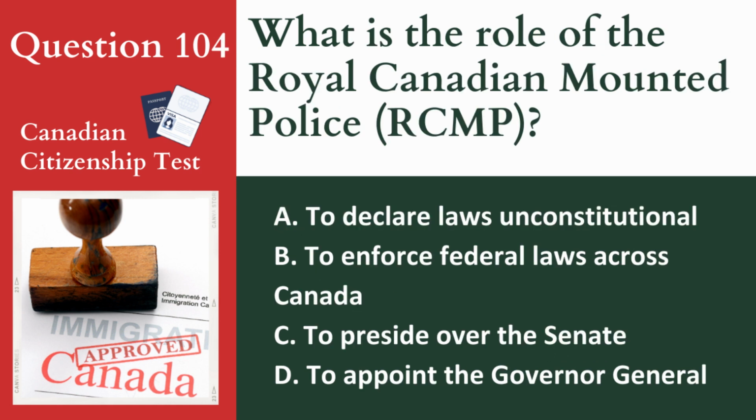Question 104. What is the role of the Royal Canadian Mounted Police, RCMP? A. To declare laws unconstitutional. B. To enforce federal laws across Canada. C. To preside over the Senate. D. To appoint the Governor-General. Answer: B. To enforce federal laws across Canada. The RCMP is the federal and national police service of Canada.